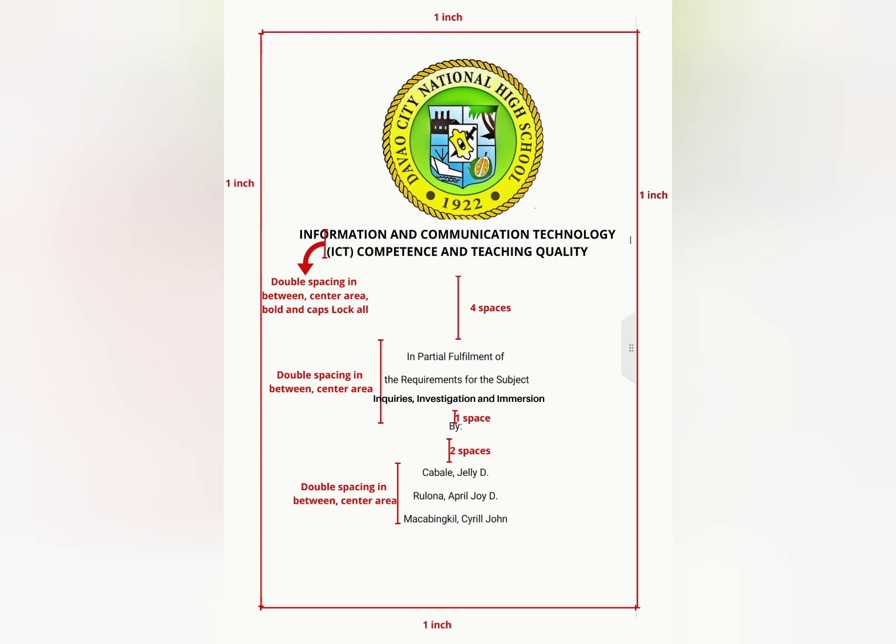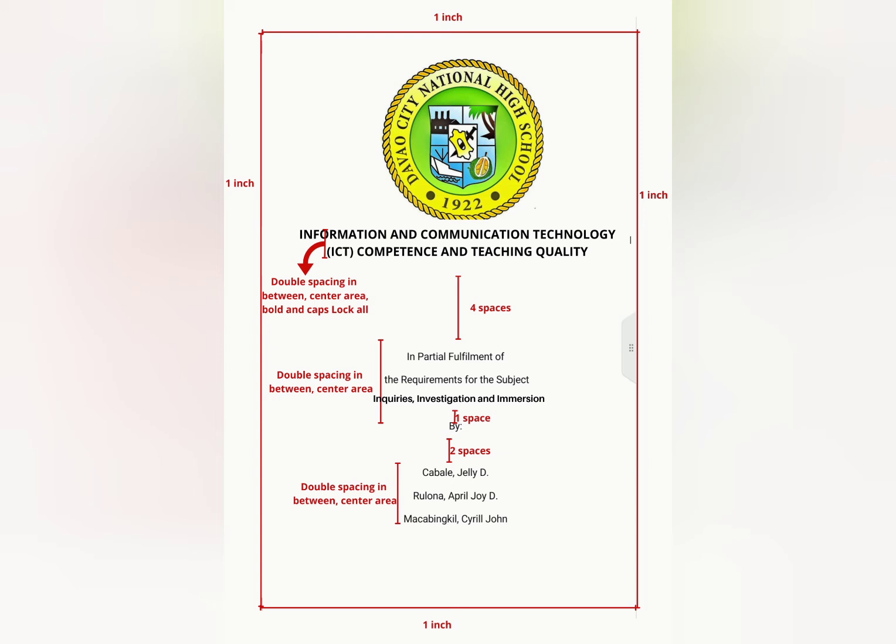APA means American Psychological Association. It has a standard way of writing a good research paper, and this is commonly used in different fields of study and in education also. So in your study, this is the cover page.